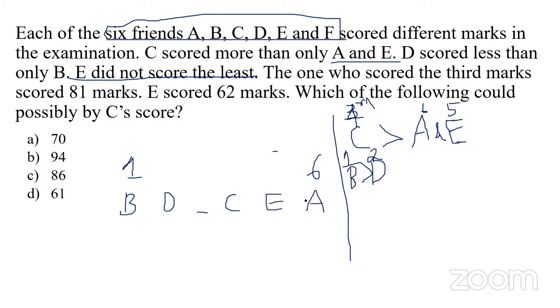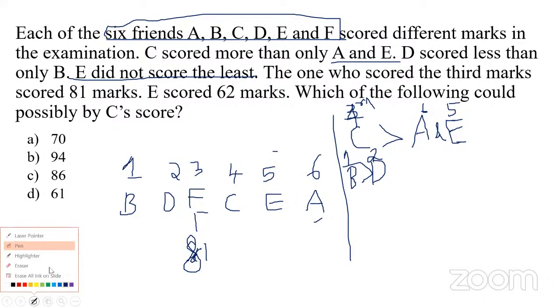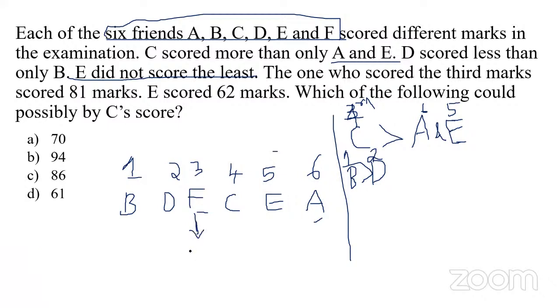What has been remaining? We write A, B, C, D, E, F is remaining. I put F here. The one who scored third marks, this is the second, third, fourth, fifth. So what they are saying, the one who scored the third marks is 81. So this F is 81, right? F got 81 marks.